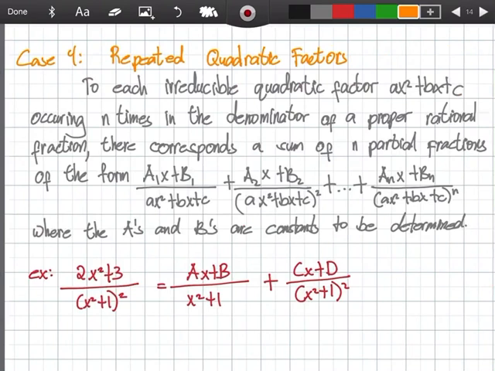Why, class? Because it's obvious that the quadratic factor is x squared plus 1 and it is repeated twice in our equation. So, if we encounter this, class, if we're going to integrate this equation, what we'll do first is convert it into simpler partial fractions so it's easier to integrate.